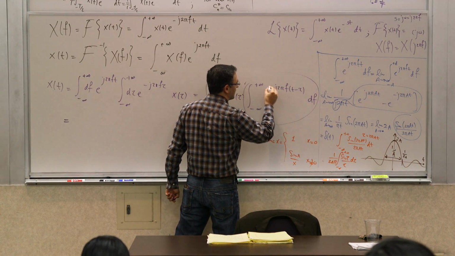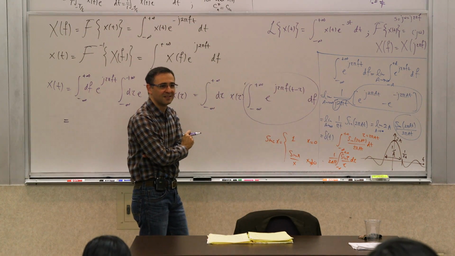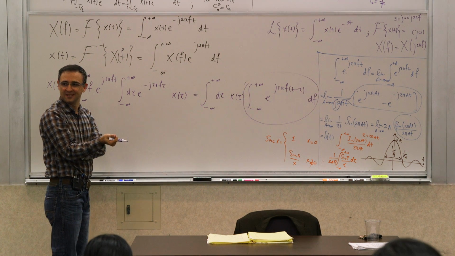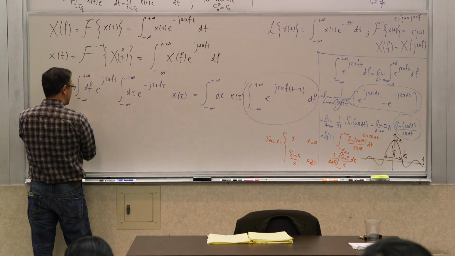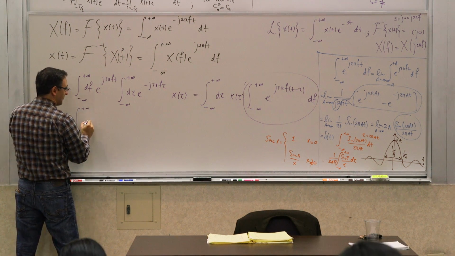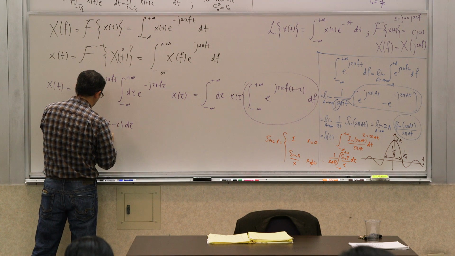Now, based on what we've learned here, that this integral is delta of t, what is this integral? Delta of t minus tau, right? That's the new variable, right? So now I can replace that with delta of t minus tau. So I get the integral from negative infinity to positive infinity of x of tau, delta of t minus tau, d tau. Now what is this integral?